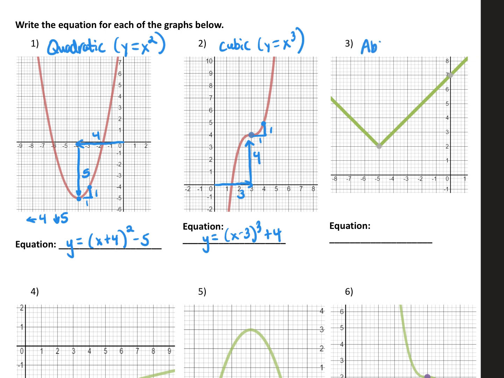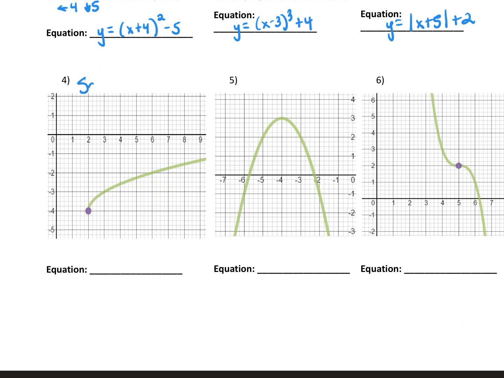Number 3, we have an absolute value. Remember, absolute value is the vertical bars, so we have y equals absolute value of x. All right, and at 0, 0, we can see we've been shifted again left 5, up 2. It's opening in the correct way, so it's not reflected, and it's still 1 by 1 since the absolute value of 1 is 1. So we have y equals absolute value of (x plus 5). That shifts left 5, and then plus 2 for up 2.